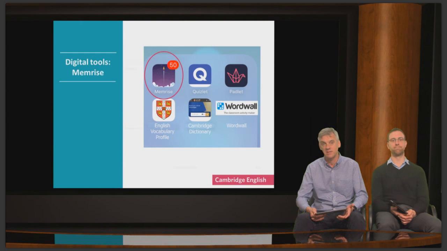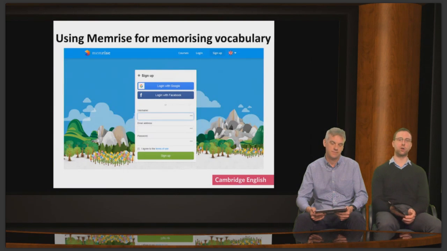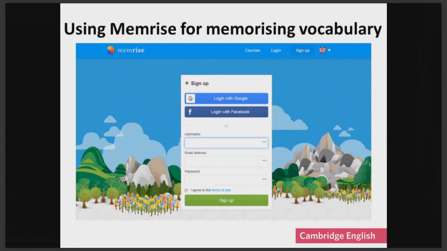Memrise uses this idea and allows learners to practice the vocabulary over and over again on their mobile devices. Let's have a look at how you can get started with Memrise. Again, like many digital tools, you have to create an account, so you'll need an email address and a password. In a minute, we'll show you how you can create your own word sets, but let's start by showing you how Memrise works with a set we have already made.